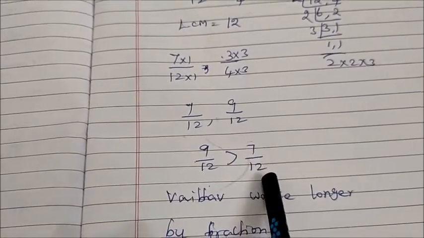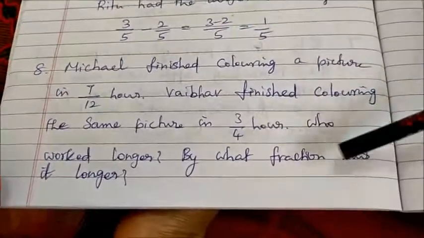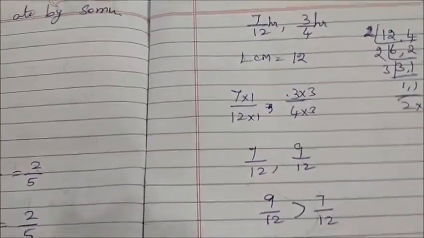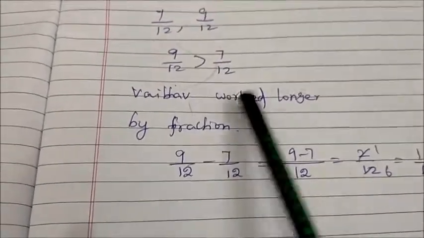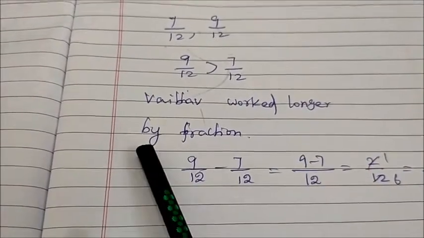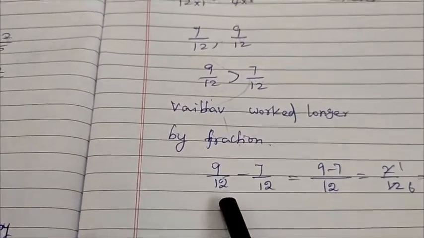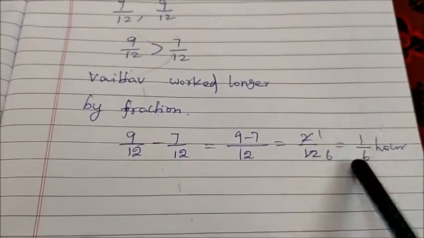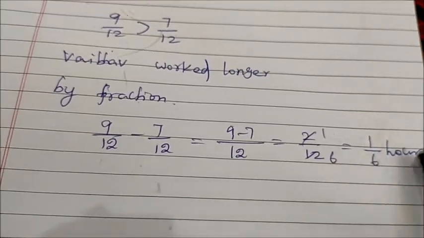We compare here. So 9 by 12 is greater, 7 by 12 is smaller. 9 by 12 means what? Here 3 by 4. 3 by 4 is whose? 3 by 4 is Vaibhav's. So Vaibhav worked longer. They have asked by what fraction it was longer. So we have to subtract 9 by 12 minus 7 by 12. So we get 1 by 6 hour. So by what fraction it was longer means 1 by 6 hour.